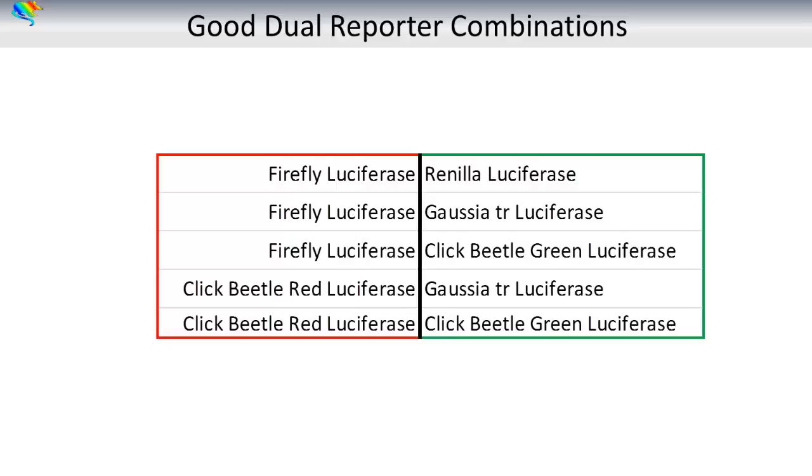The click beetle red click beetle green combo. These luciferases use the same easy-to-use substrate D-luciferin and are spectrally unmixed by wavelength.